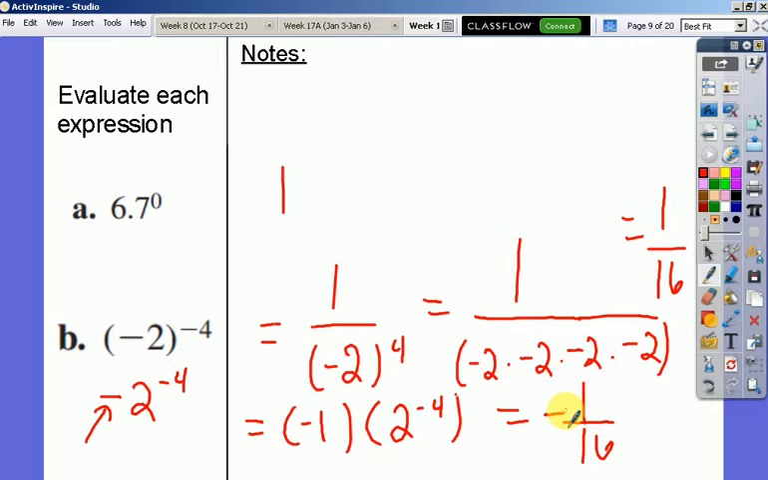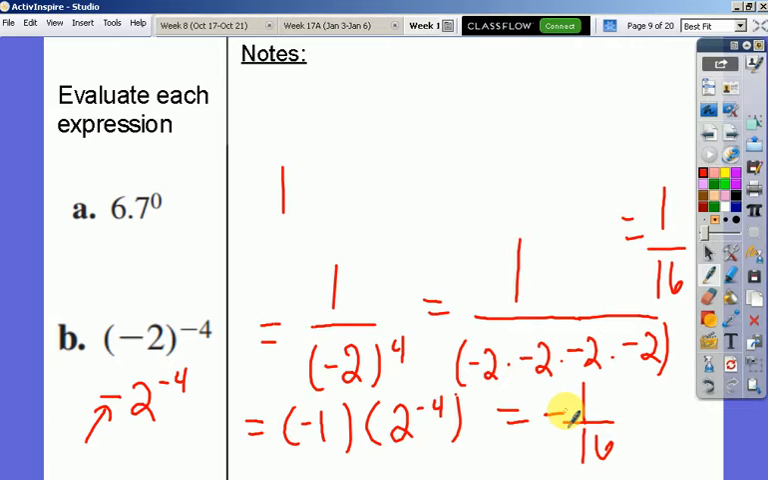So what's the answer for B? For B, it's just 1 over 16, because we have the parentheses. When we have the parentheses, we just take -2 times -2 times -2 times -2. When we don't have the parentheses, we have to do the exponents first and then take into account the negative. So you have to simplify.